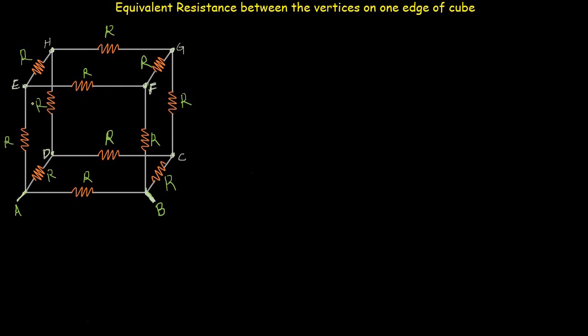So we can simply say that point E and D are equipotential points, and point F and C are equipotential points, because of the symmetry. So the potential at point E is the same as the potential at point D, so we can combine these two points, and the potential at point F is the same as the potential at point C, so we can combine these two points due to the symmetry.